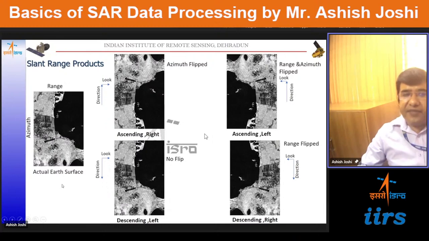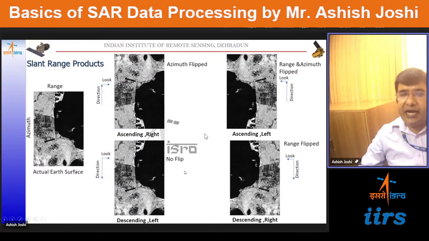In the descending left, it is going in this direction and it is seeing in this direction. So it is the proper geometry we are getting, as on the Earth surface. And in the ascending left, sorry, descending right, if we have this direction here and the right direction is here, then you can see we have observed this first. So in this image these features are coming first.